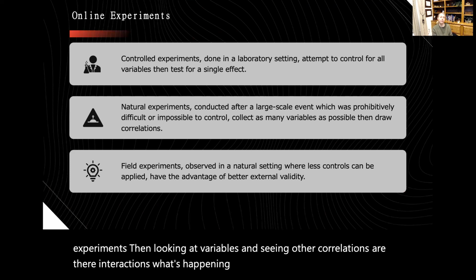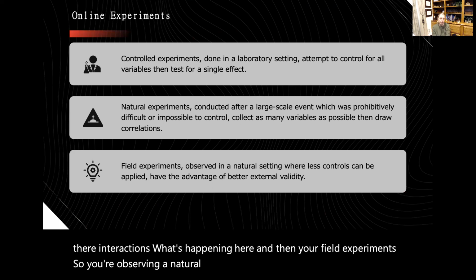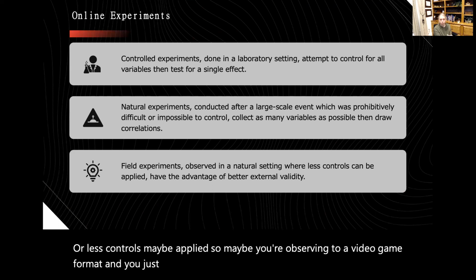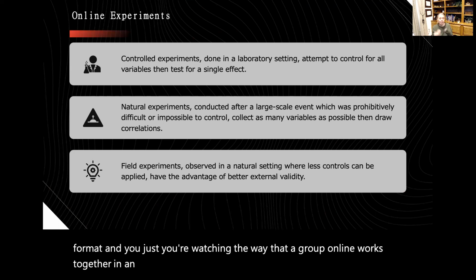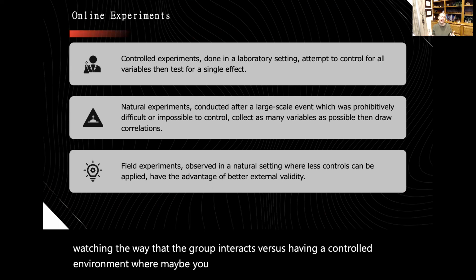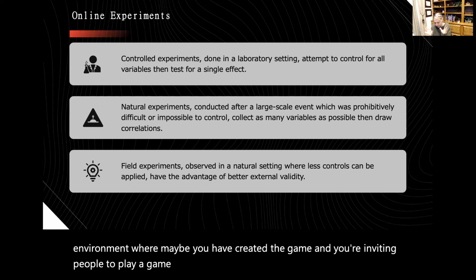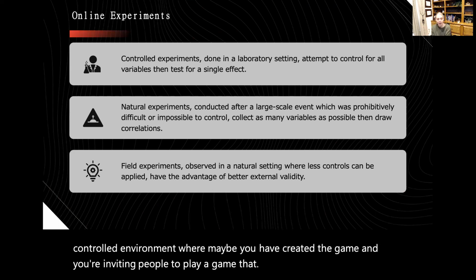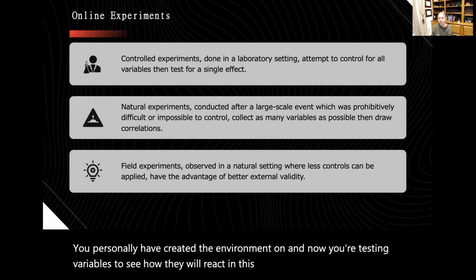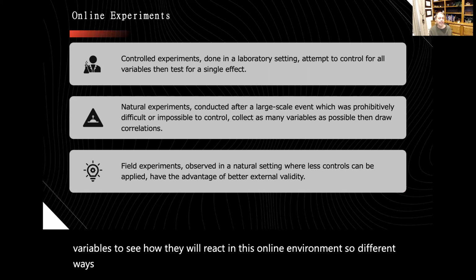And then your field experiments. So you're observing a natural setting where fewer controls may be applied. So maybe you're observing a video game format, and you're watching the way that a group online works together in an online environment. And so it's a field experiment. You're just watching the way that the group interacts. Versus having a controlled environment where maybe you have created the game and you're inviting people to play a game that you personally have created, and now you're testing variables to see how they'll react in this online environment. So different ways of doing online experiments.